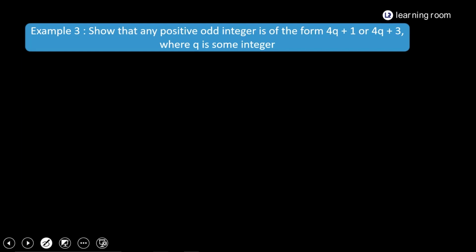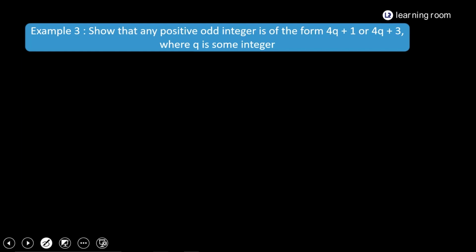So if you consider b is equal to 4, it will be 4q plus 1, 4q plus 2, 4q plus 3. So 4q plus 2 is even, 4q plus 1 and 4q plus 3 are odd. We can also use a trial and error method where we substitute values for q and do it. But yeah, we need to prove it, no?